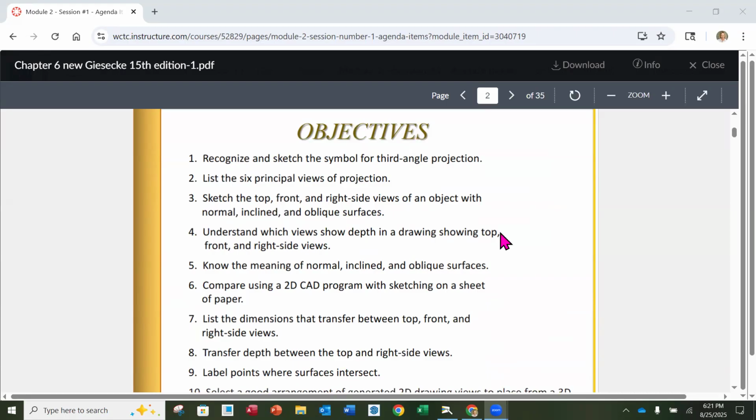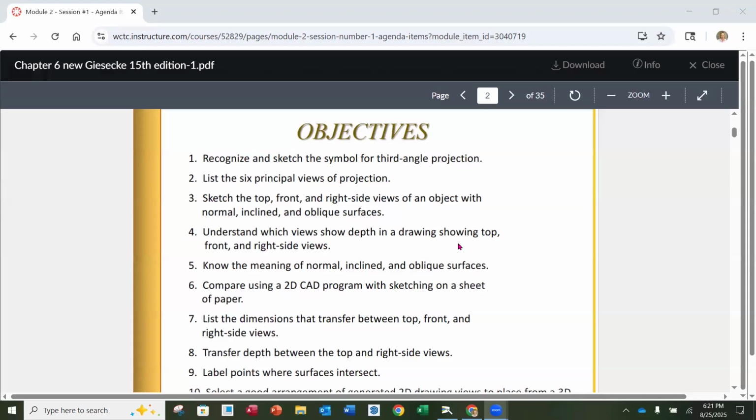Okay. So here we're gonna be looking at recognizing and sketching the symbol for third angle projection, which is the angle of projection that we use here in the United States. Everybody else besides United States and Canada use first angle projection. So we'll talk about the differences between those, but for the most part, here in the United States and in our program, we're going to be practicing the third angle projection.